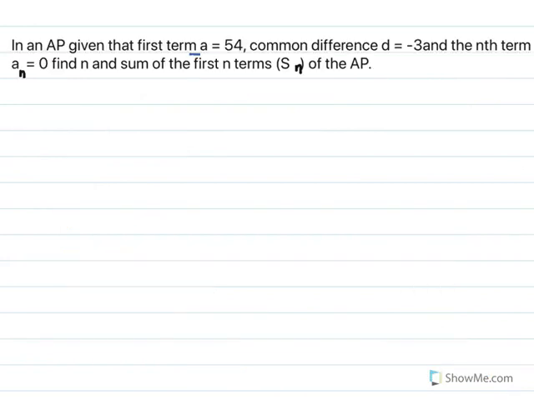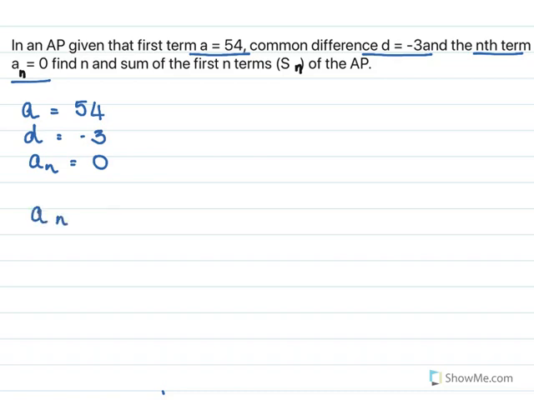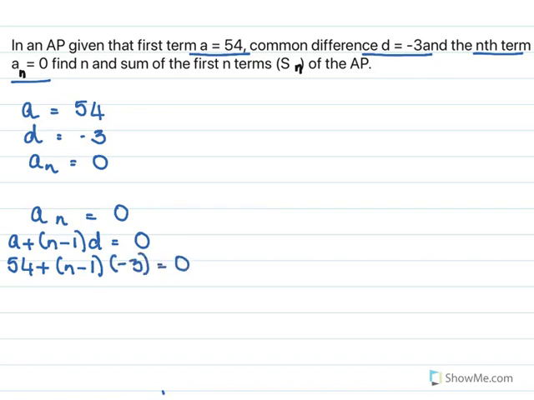In an AP, given that the first term is 54, so A is 54, the common difference is minus 3, so D is minus 3, and the nth term is 0, AN equal to 0. Find n and the sum of the first n terms. So we start with n. AN equal to 0, that is A plus (n minus 1)d equal to 0. A is 54 and n we don't know. D is given as minus 3, equal to 0. So we open the bracket. 54 minus 3n plus 3 equal to 0.